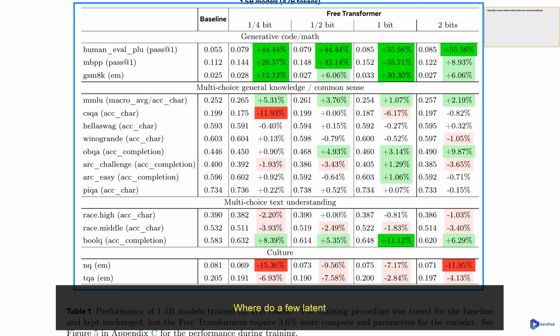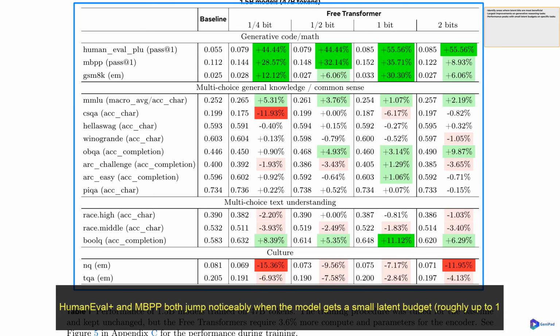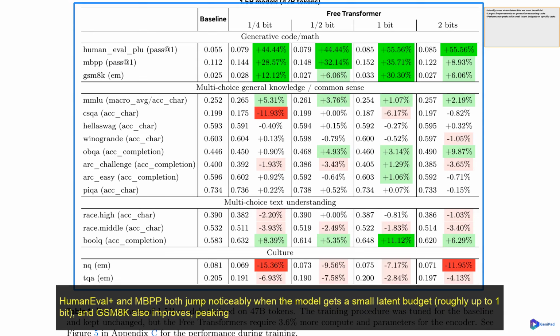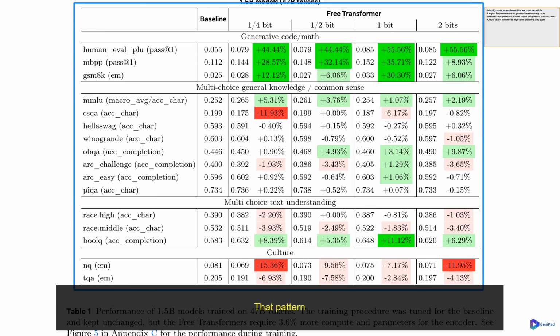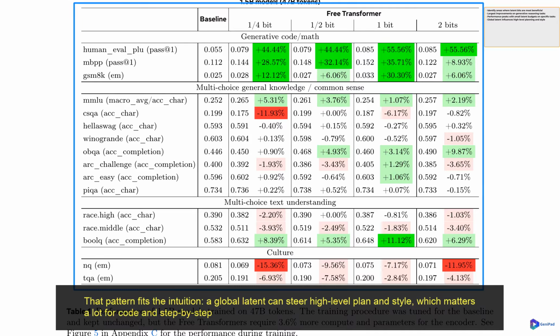Where do a few latent bits help the most? In these 1.5B parameter models trained on 47B tokens, the biggest wins show up on generative reasoning tasks. HumanEval Plus and MBPP both jump noticeably when the model gets a small latent budget, roughly up to 1 bit, and GSM8K also improves, peaking around 1 bit. That pattern fits the intuition. A global latent can steer high-level plan and style, which matters a lot for code and step-by-step math.